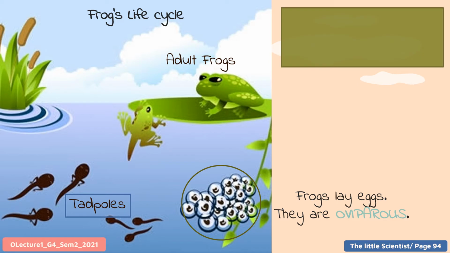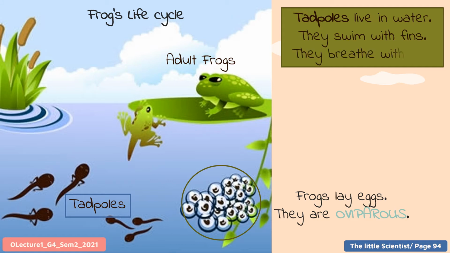Look at the tadpoles. Tadpoles live in water only. So they need fins to swim and gills to breathe. Again, tadpoles are young frogs, baby frogs, small frogs that live in water only. They cannot leave the water. For this reason, they need fins to swim and gills to breathe.